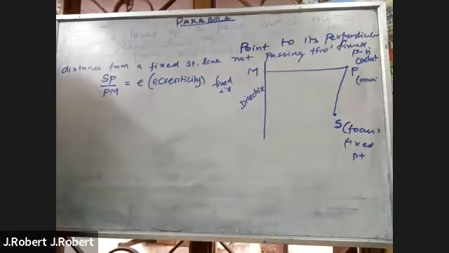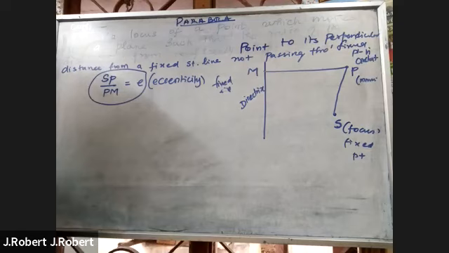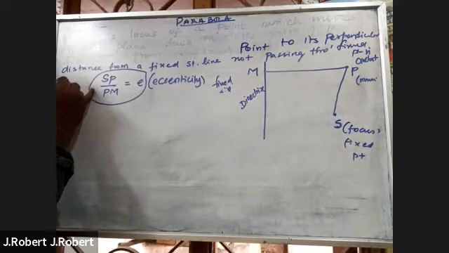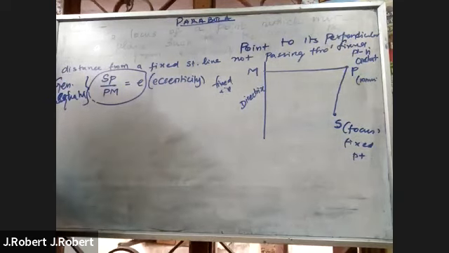In the diagram or graph, S is called a fixed point, P is called a moving point, and PM is a perpendicular line to the fixed line. Then we can write SP by PM is equal to E. This is the general equation of a conic, whatever it is, whether it's a parabola or ellipse or hyperbola. Please keep it in mind. This is the mathematical expression for a conic. Can you understand? Any doubt in this, please? I have clearly explained the definition for conic. Now I am moving into the parabola.